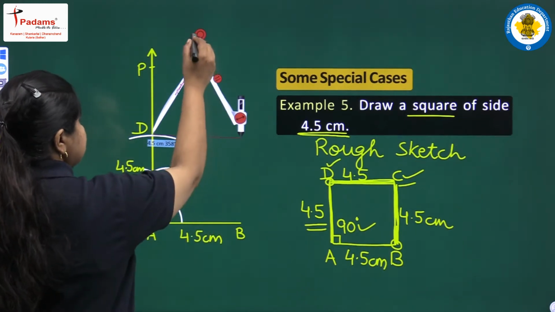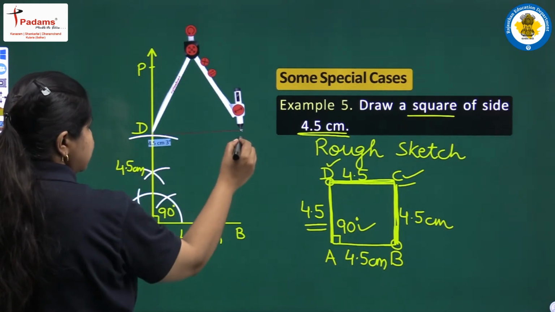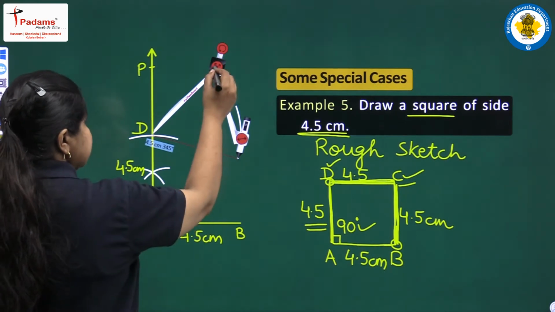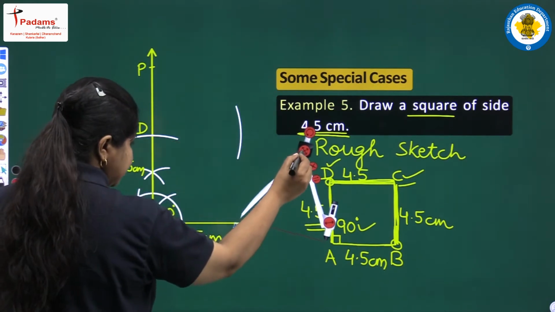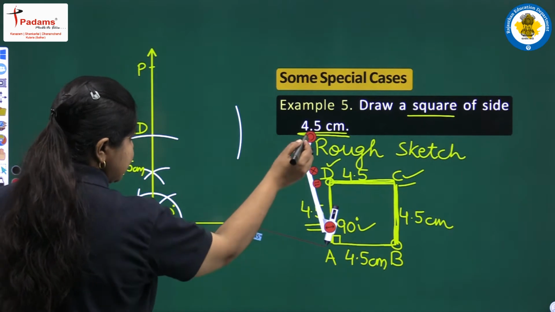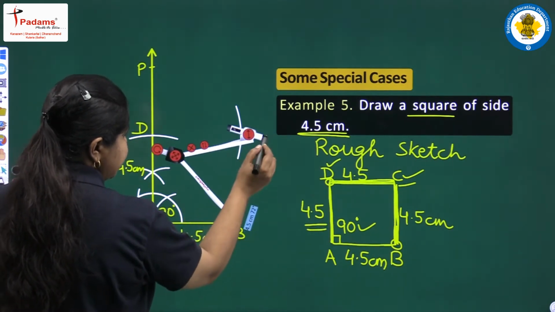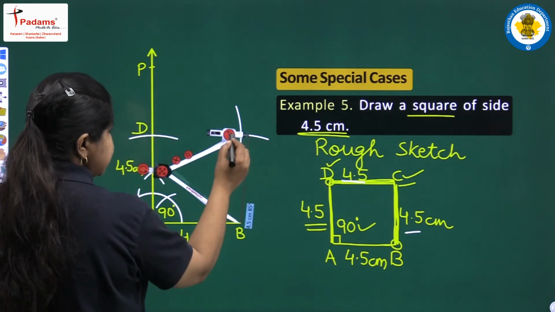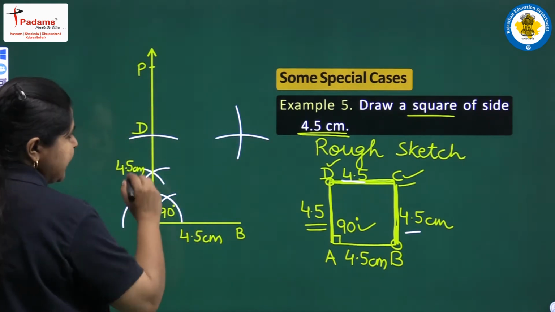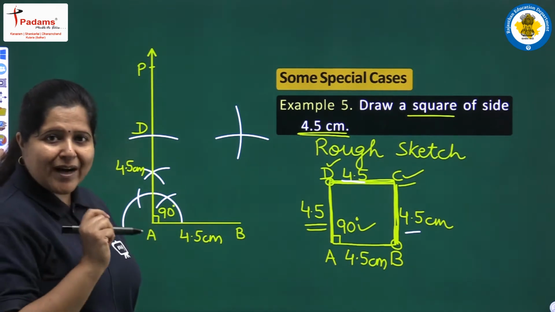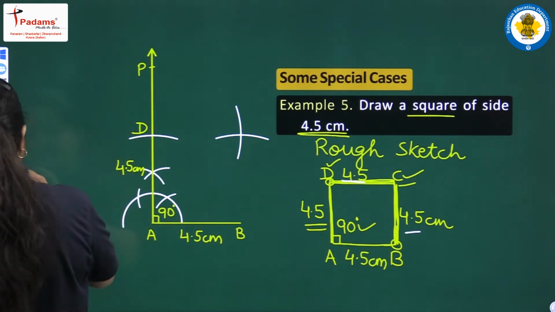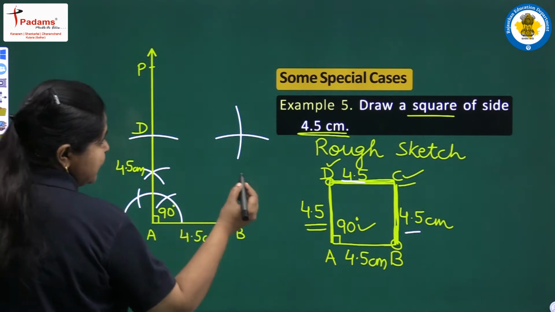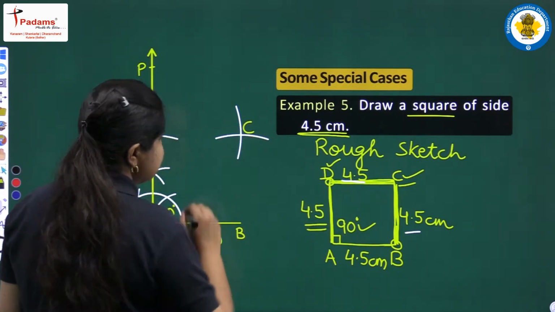In this way we will draw one arc, you can see, and then keeping the center at B, the radius should again be the same, 4.5. You can see both the radii are the same, the distances are the same, and with this we get two arcs. The two arcs are intersecting each other, and we give this point the name C.